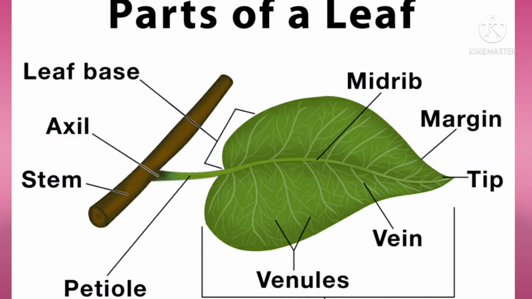Also there are numbers of small openings called stomata, which are present under the surface of the leaf, which help in the exchange of gases, or we can say breathing.